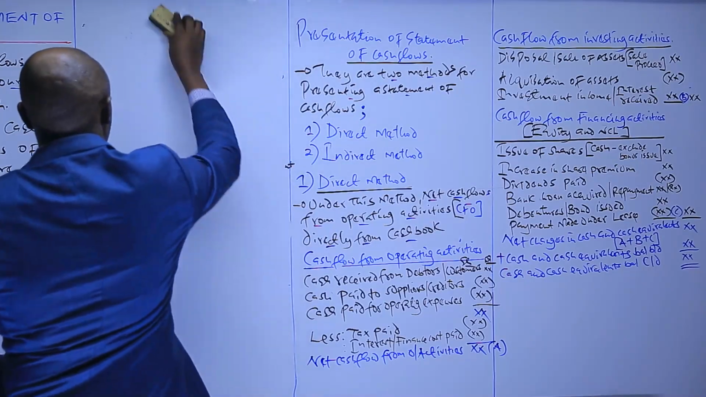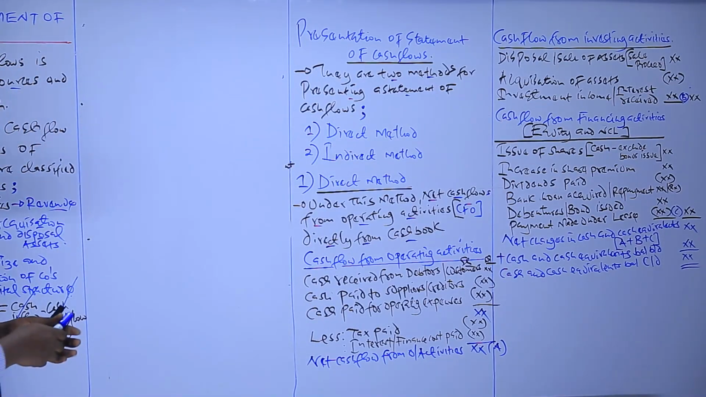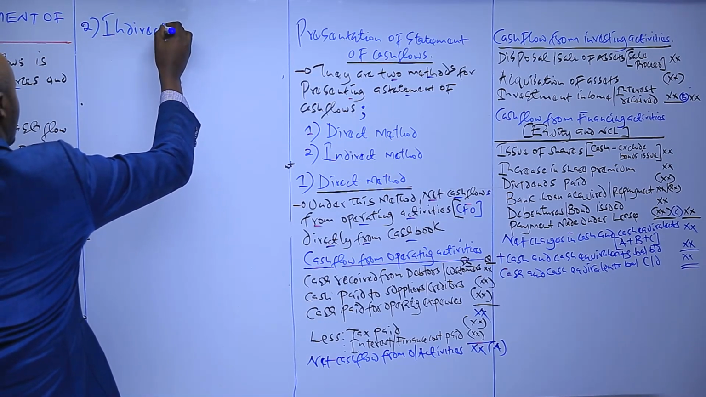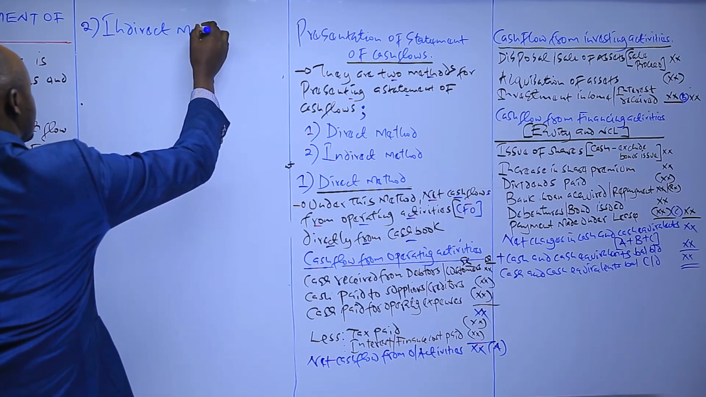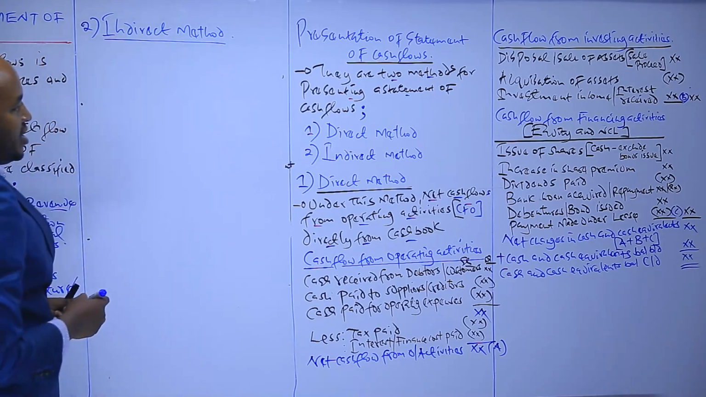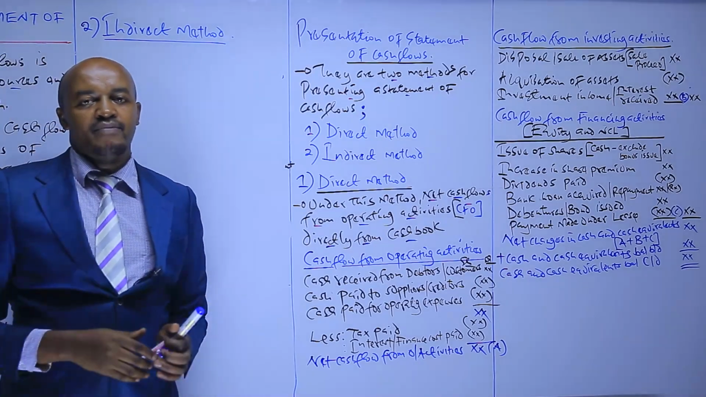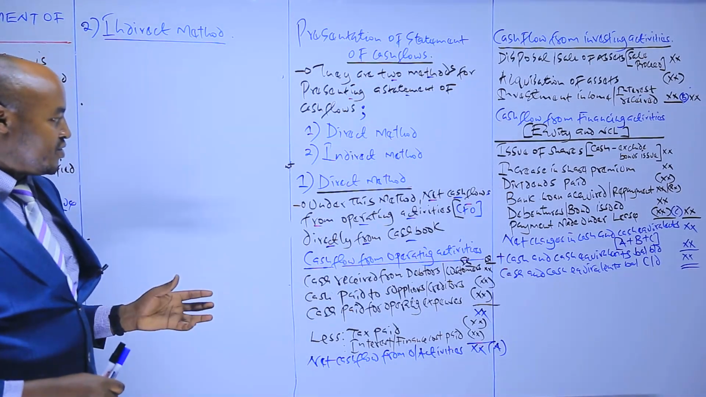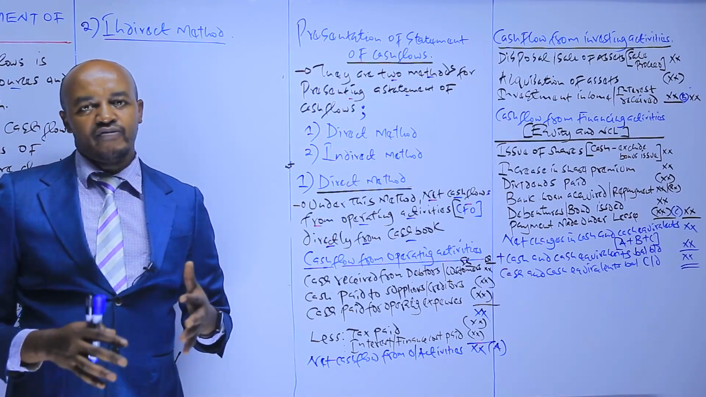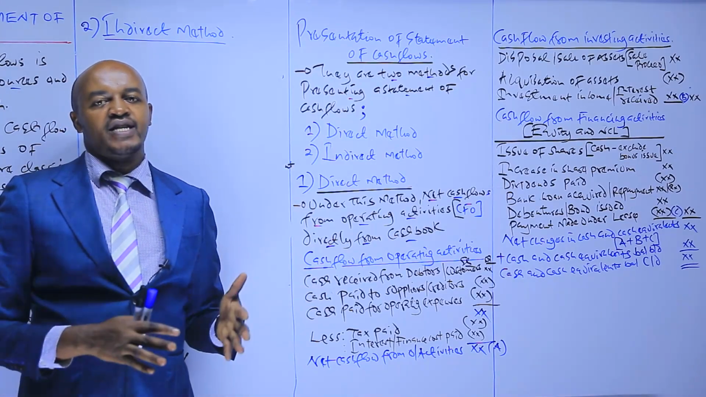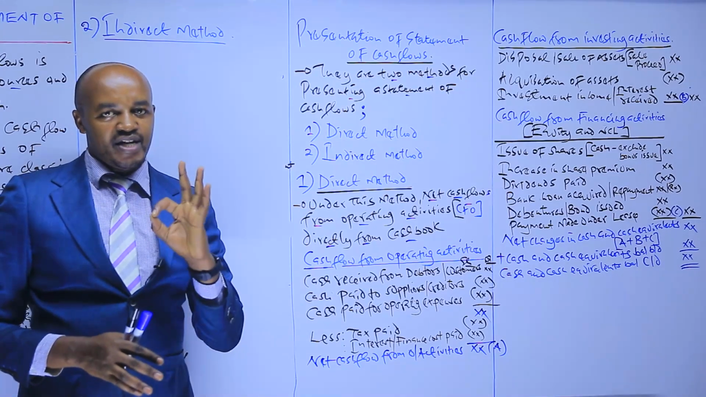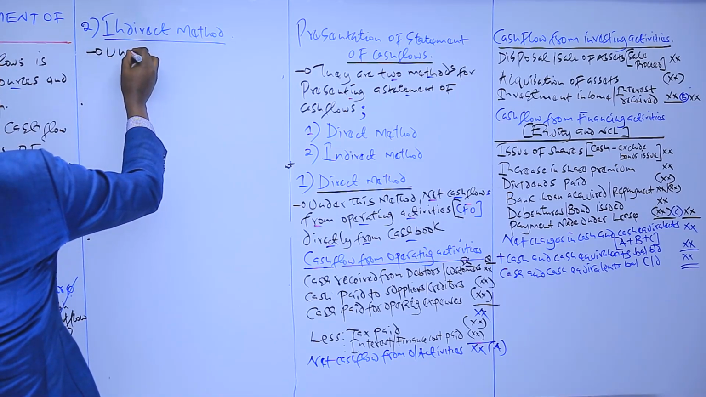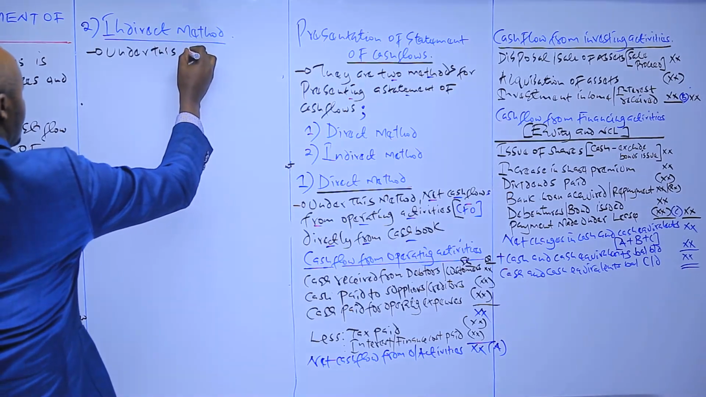So let's look at the indirect method, method number 2. And how do we determine the CFO now? How do we determine the net cash flows from operating activities using this particular method? What we do is take the operating profit, or basically the profit before interest and tax, and then we adjust that profit with three categories of items.